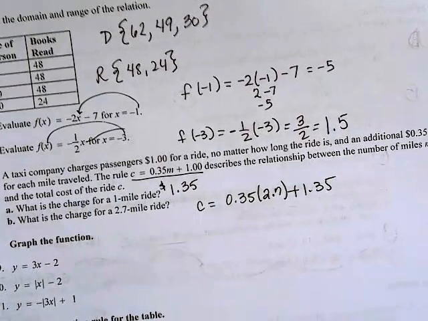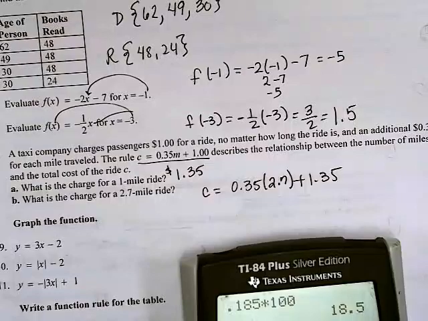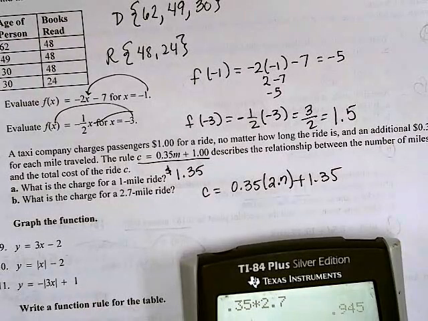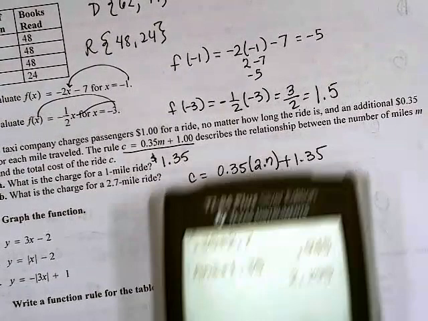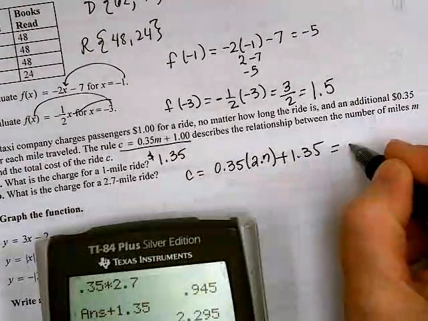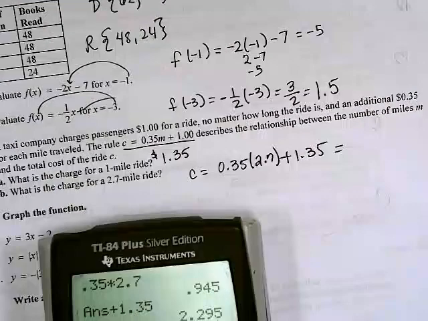$1.75. You have to work the function out, and it is 0.35 times 2.7 plus $1.35. I get $2.30. Is that what you got? No? Did I do something wrong?